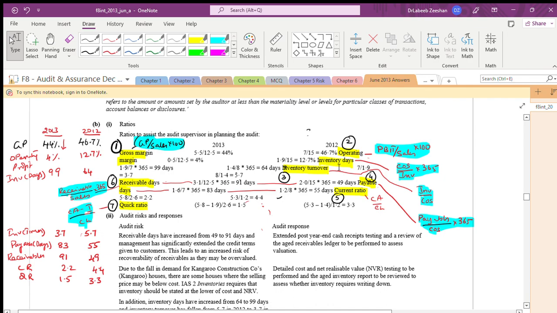Here, receivables are how much? 3.1, 2.0. Payables are how much? 1.6 and 1.2. Okay, good. Check again. Nothing will happen. We do not want to rush. Are you clear about this now? Yes, it's okay.